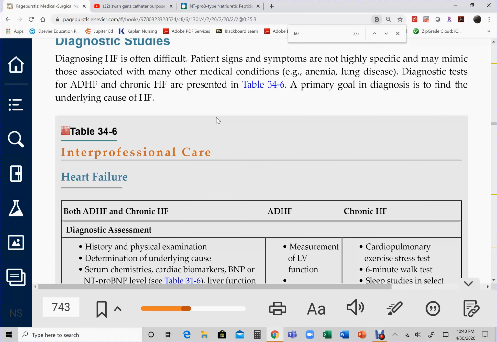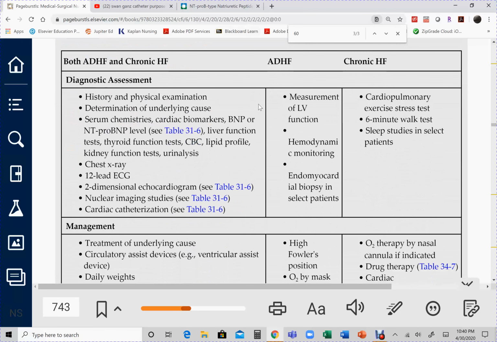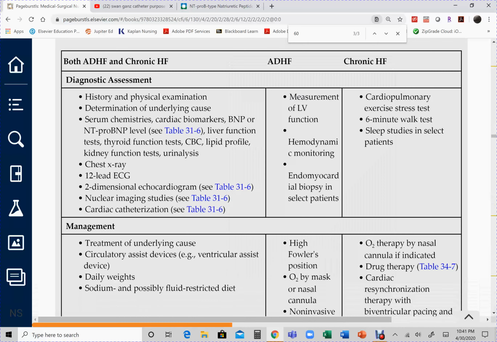Diagnostic studies is quick. We discussed this in chapter 31, and we said that the very specific marker for diagnosing heart failure is BNP. Again, this is the hormone, the counter-regulatory hormone released by the overstretched ventricles. This is not present in any other condition, so this would most likely indicate heart failure.